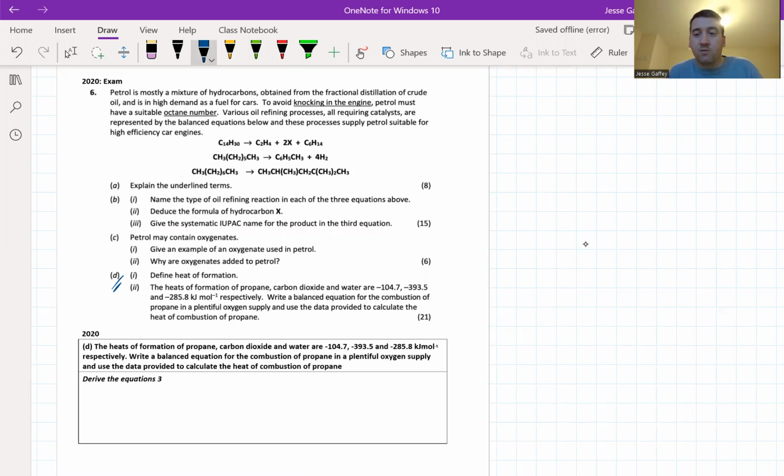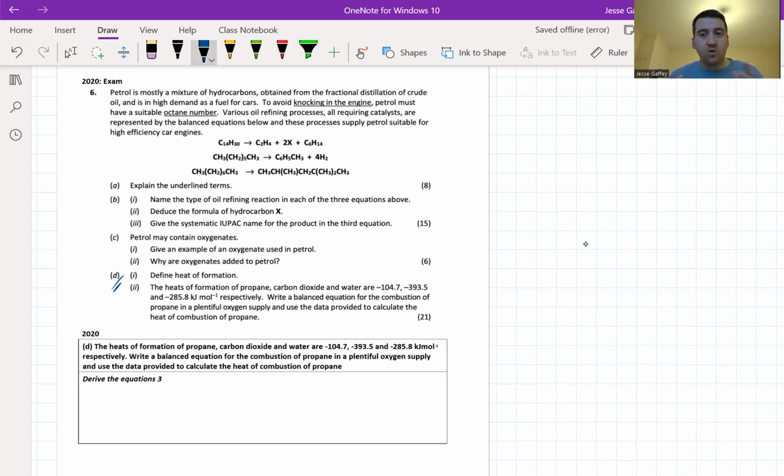And this type of calculation comes up every single year on the exam. So it's something that's very important that you master. It's usually worth somewhere between 18 to 21 marks. And they're pretty similar if you can master the skills.